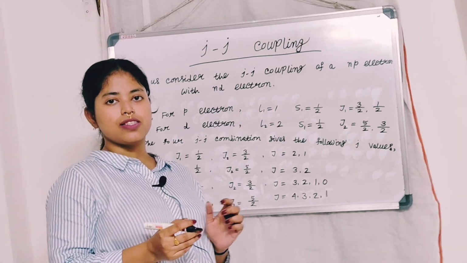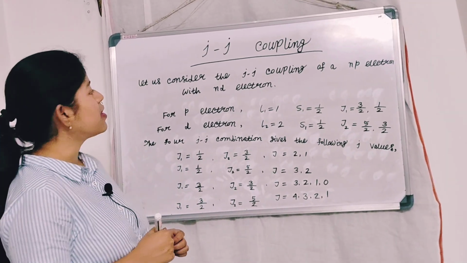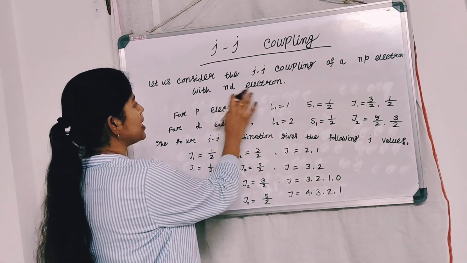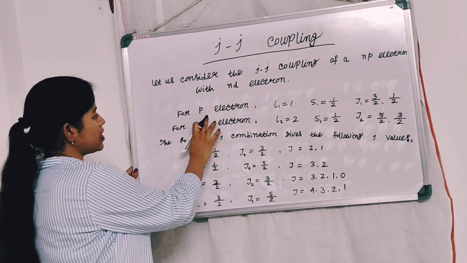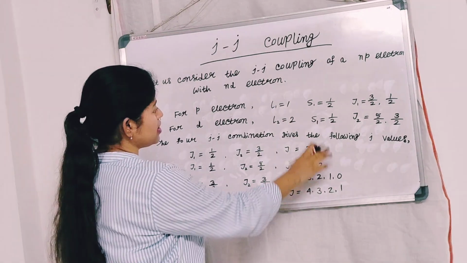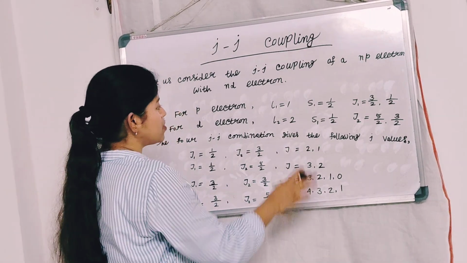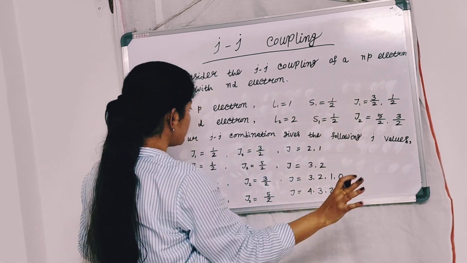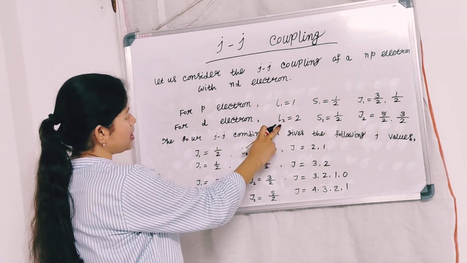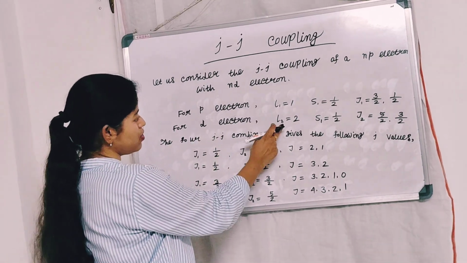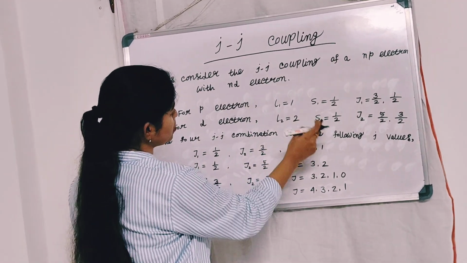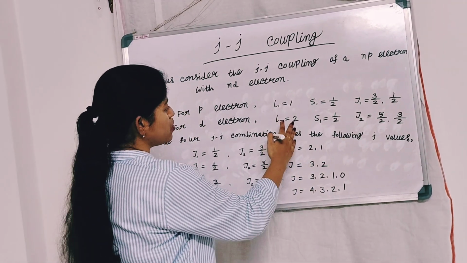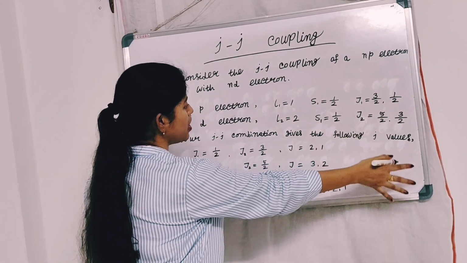Now we will consider an example for JJ coupling, the JJ coupling of an nP electron with an nD electron. For the P electron, the value of L1 is 1 and the value of S1 is half. So J1 can take the values 1 plus half, that is 3 by 2, and 1 minus half, that is half. For the D electron, the value of L2 is 2, and the value of S2 is half, and J2 can take the values 2 plus half, that is 5 by 2, and 3 by 2.